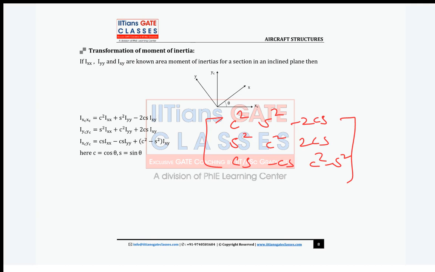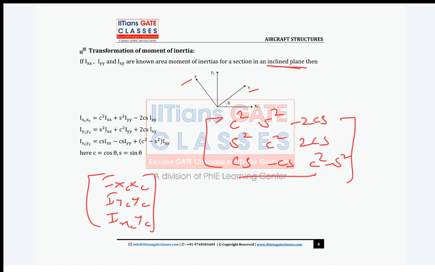You can see here my cross-sectional properties are given in the inclined axis, in the inclined plane, about Ix and Iy. So I have to use this second transformation matrix. Your inertia transformation is exactly like your stress transformation. So my unknowns are Ixcxc, Iycyc, and Ixcyc. This will be equal to this matrix multiplied by Ixx, Iyy, and Ixy. Is this clear?